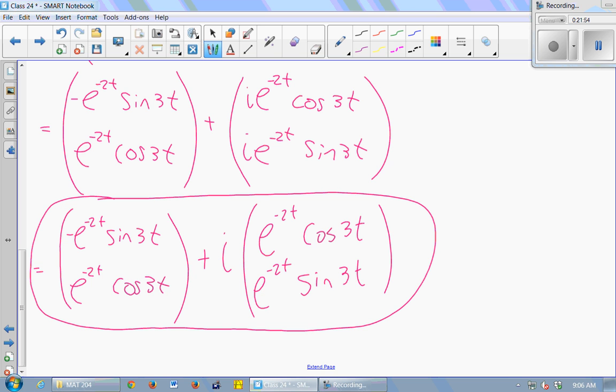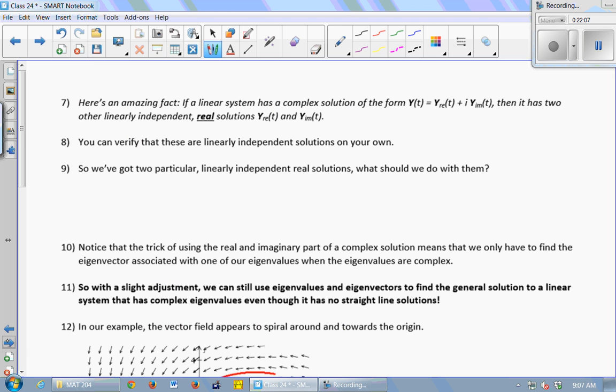Okay, so the reason that it's worth going through all this effort to rewrite the solution you came up with, instead of just leaving it as e to a complex number times v, right? We rewrite it like this because, and we have this amazing fact, if a linear system has a complex solution that you can write in the form of a real solution plus i times the imaginary solution, then it turns out that it has two other, separate from this one, linearly independent, strictly real solutions.